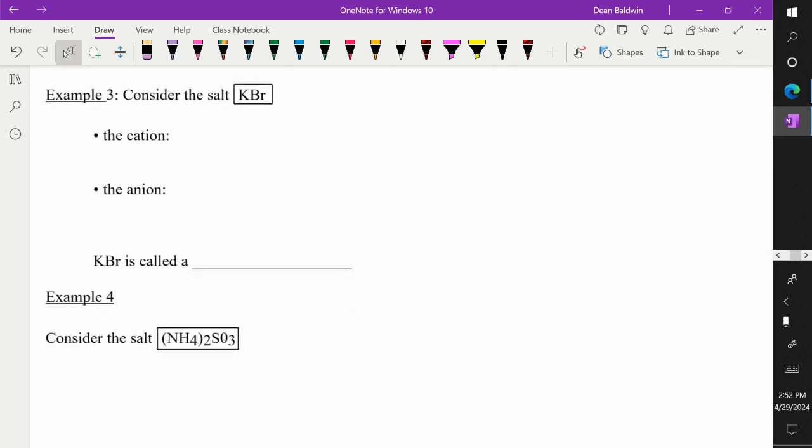Boom. KBr, potassium bromide. So the cation is potassium. Do alkali metals do anything ever?